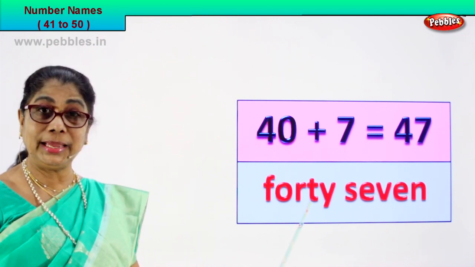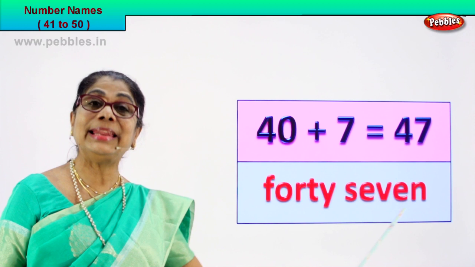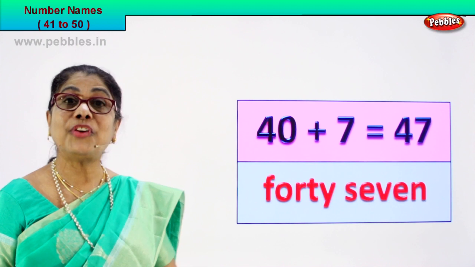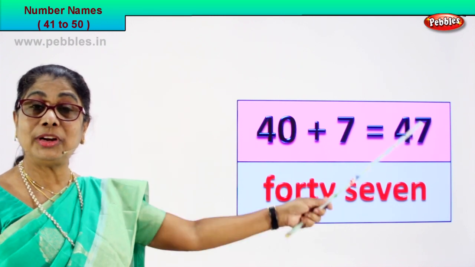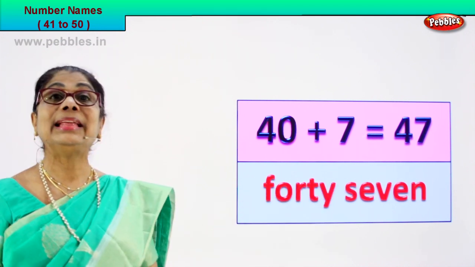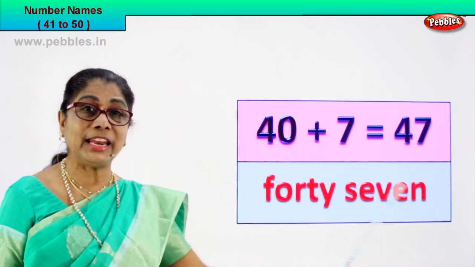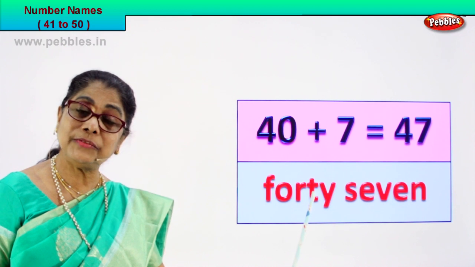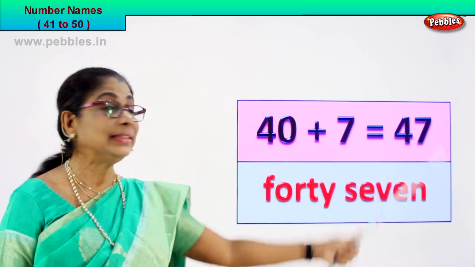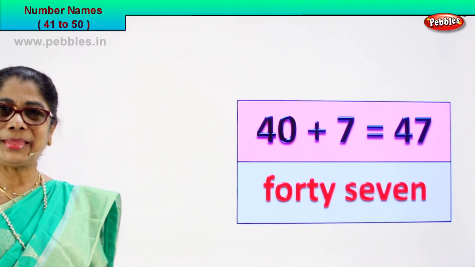F-O-R-T-Y, 40. Good. S-E-V-E-N, 7. 47. The numeral 47, its name is written as F-O-R-T-Y, 40, S-E-V-E-N, 7. Very good. You know the numeral, you know its name. Good.